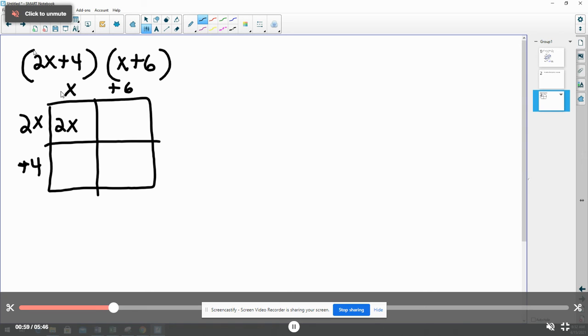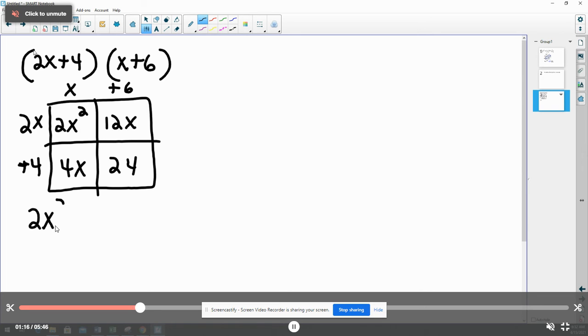I could have put this one on the side and this one on top. Now we multiply. 2x times x is 2x squared. 2x times 6 is 12x. X times 4 is 4x. And 4 times 6 is 24. So we're just multiplying in here.